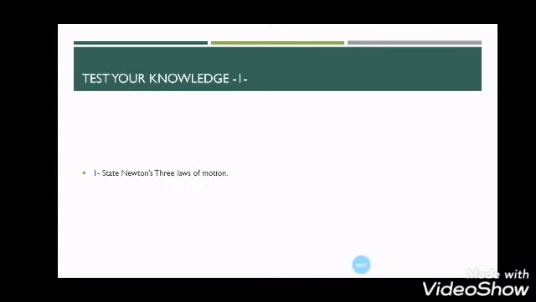We are going to check the exercises that were given as homework. We are talking about chapter 17, Newton's laws. Book page 195, 196. The first part is test your knowledge. Number 1. State Newton's 3 laws of motion.